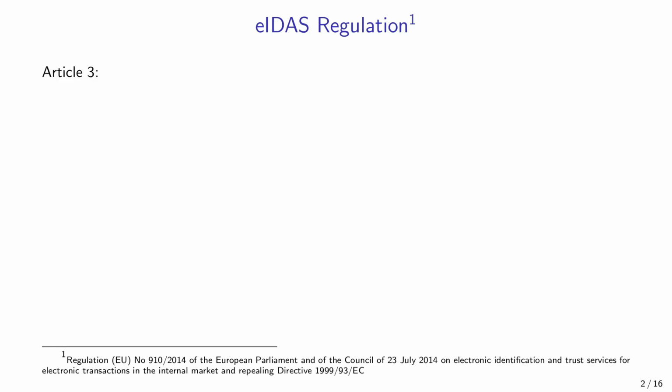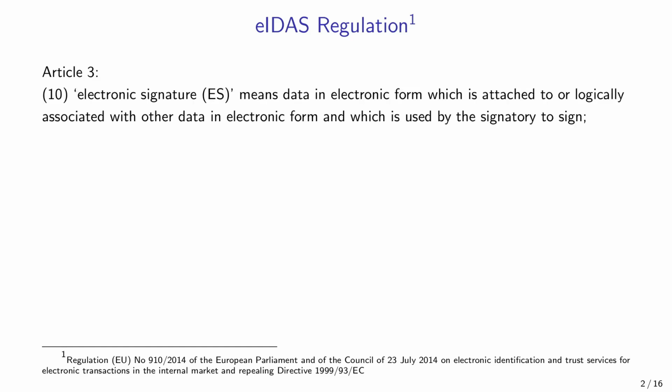So what does it say? In Article 3, it defines three types of electronic signatures. The first type is a simple electronic signature, which means data in electronic form which is attached to or logically associated with other data in electronic form and which is used by the signatory to sign. As you see, this definition of electronic signature is very broad. It can mean anything. It does not require the use of any cryptography.